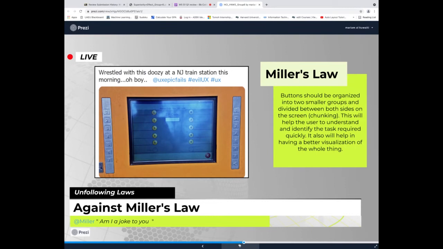Wait a second. They did 1, 2, 3, to 7 on one side and 1 to 7 on the other side. Yes, the same numbers on the other side. I'm not sure this is Miller's law. I think that's just crazy confusing, no?